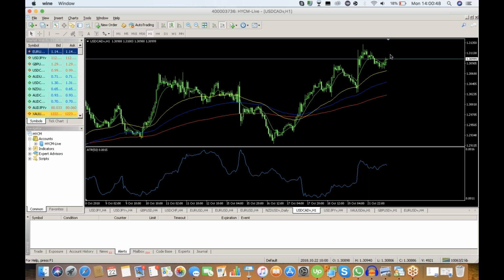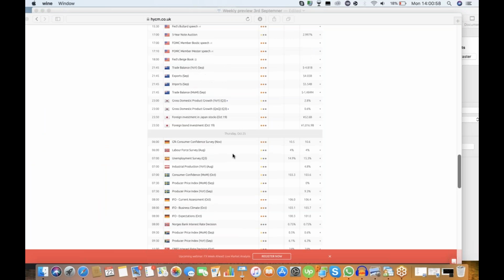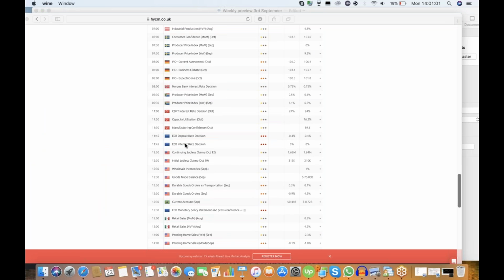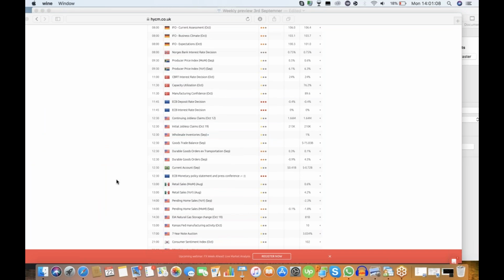That's what I'm expecting. But again, you have to read the rate statement to get that path of direction to really understand it. Now, on Thursday, we have the ECB interest rate decision and monetary policy statement. Again, that's important. We know that the ECB are due to stop the quantitative easing program in December of this year, and they're due to raise interest rates in the summer of 2019. So any deviation from that path will see a reaction in the euro. So again, this is what we're expecting.